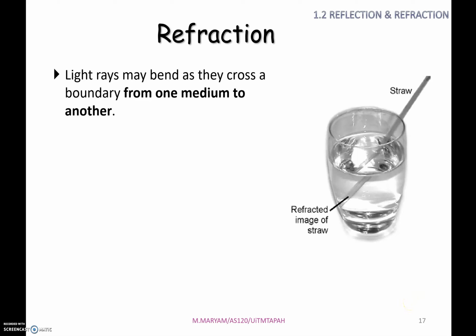Hi guys, let's go to the second topic, which is refraction. Now I'm sure you've seen this before while you're drinking. If your water is clear, you can see that your straw is bent. So how does this happen?